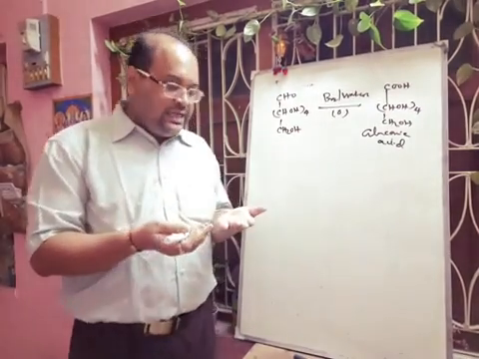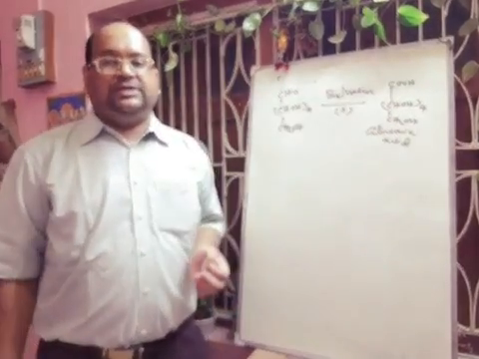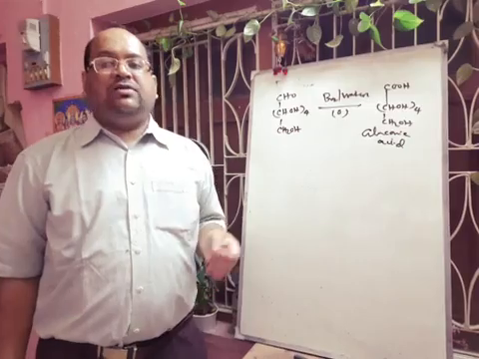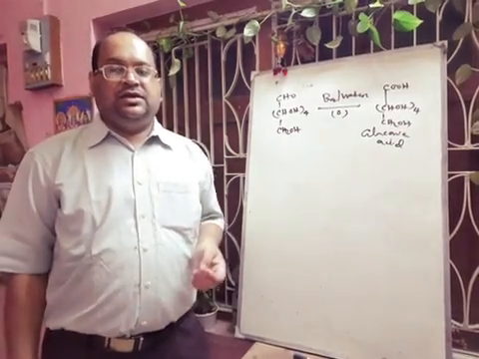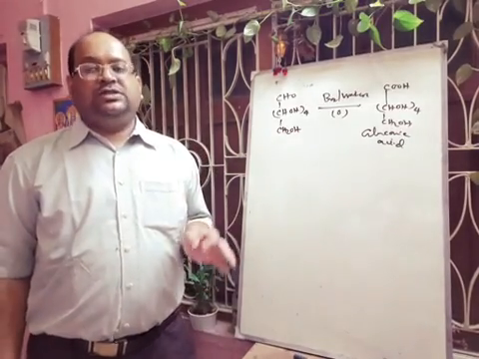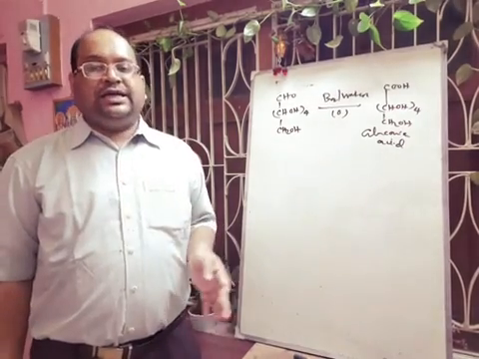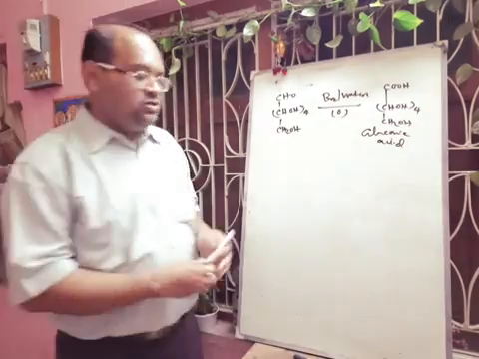Another test you can do is the Molisch test. Fructose on treatment with alcoholic alpha-naphthol and concentrated HCl gives violet coloration, and glucose will not respond to this test. Next we will discuss another disaccharide in our syllabus, that is sucrose.